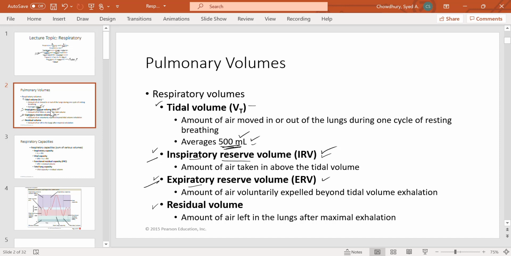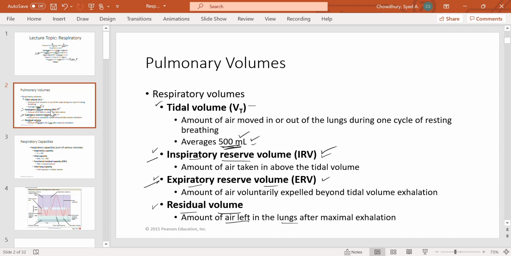So by forceful expiration, the additional volume of air that you can expel is the expiratory reserve volume, right? Residual volume is the amount of air left in the lung after maximum exhalation. So if I ask you to push all the air out from your lung, after you do that, still some air will remain inside the lung. You will not be able to expel that amount, and that volume or amount is the residual volume.